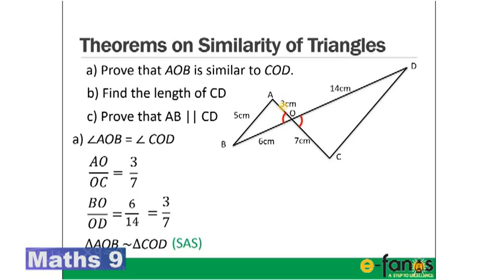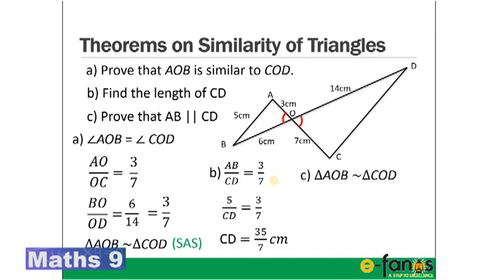Now we can find the length of CD by using the ratio. We know that AB over CD must be equal to 3 over 7, because it must have the same ratio as the other pairs of sides. So 5 over CD must equal 3 over 7. So CD is 35 over 7 centimetres. And now we can say that triangle AOB is similar to triangle COD, so angle A must equal angle C. But if angle A equals angle C, then we have two alternate angles, so AB must be parallel to DC.